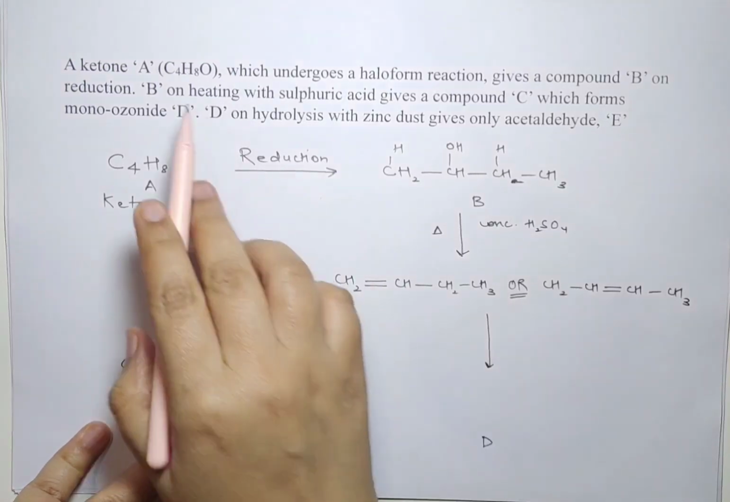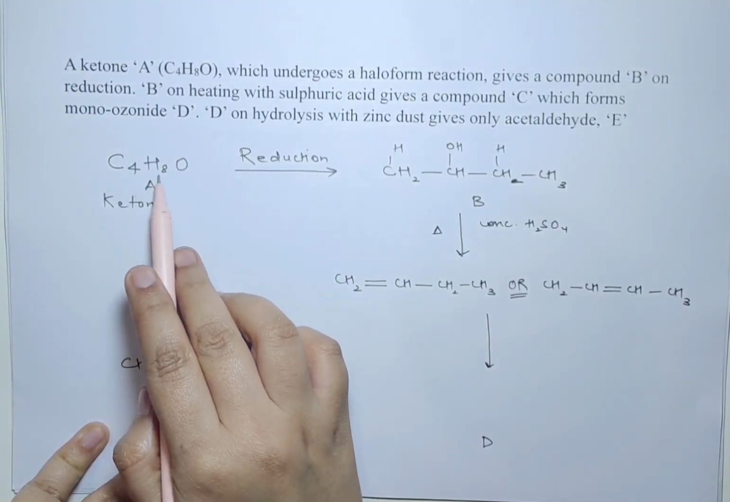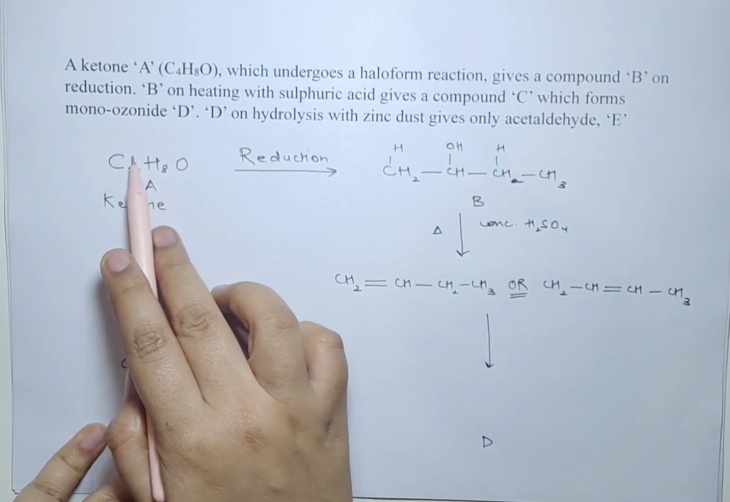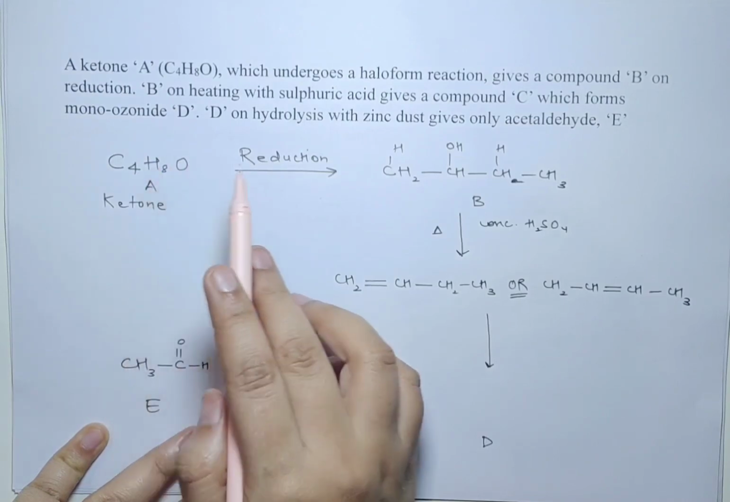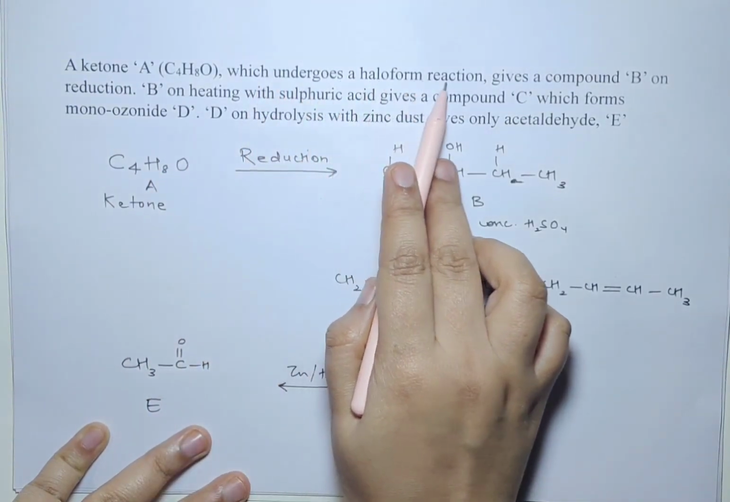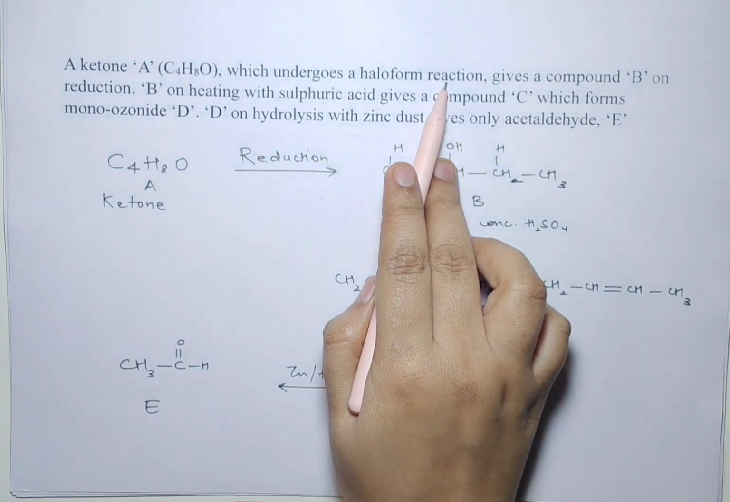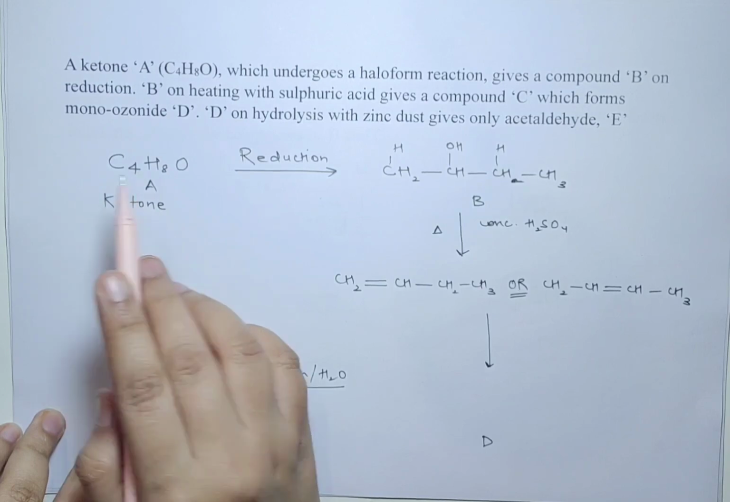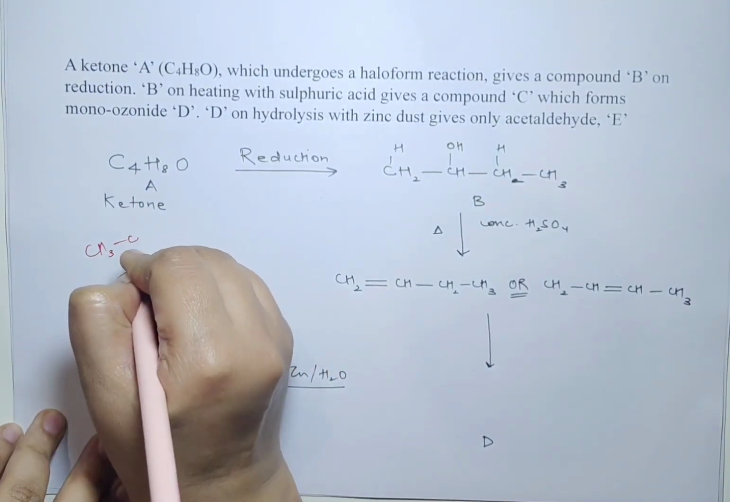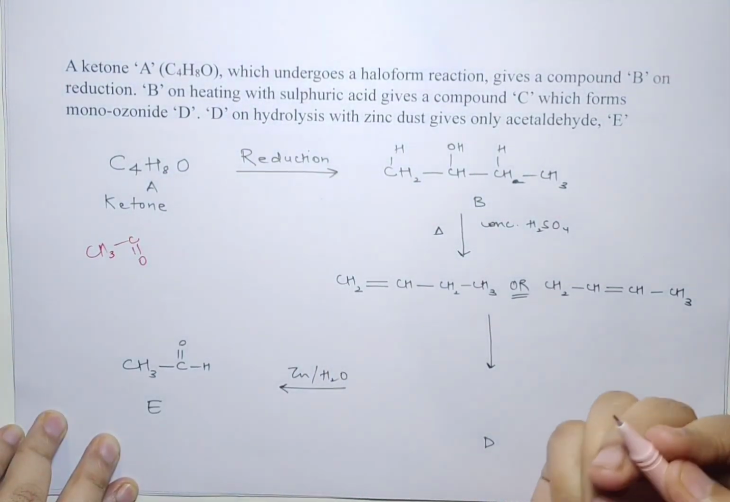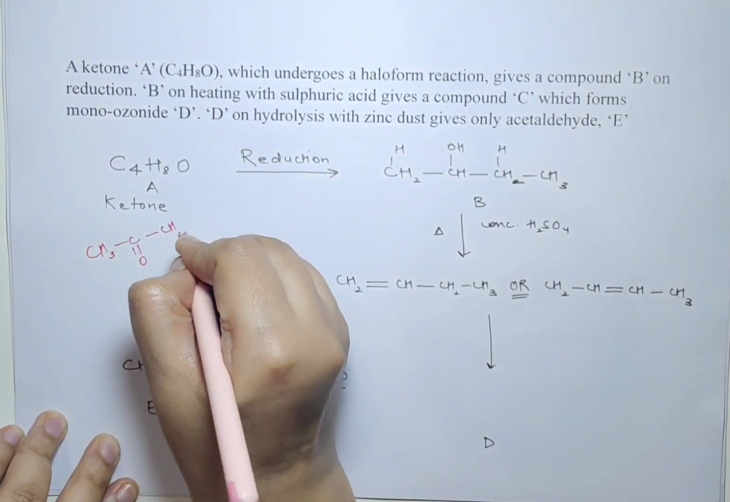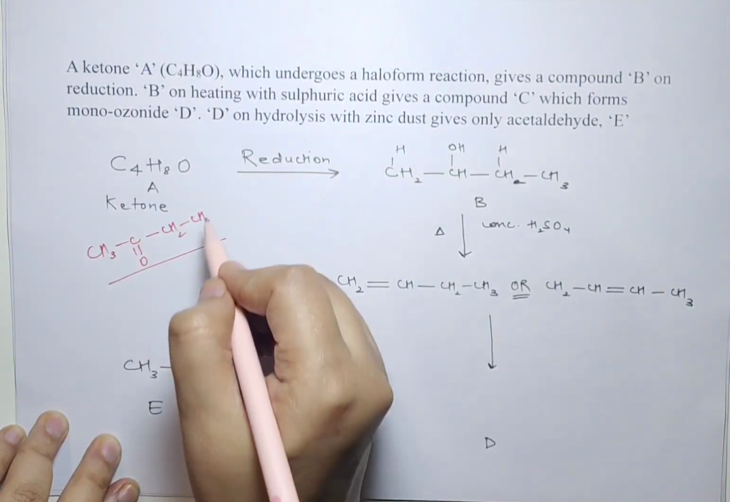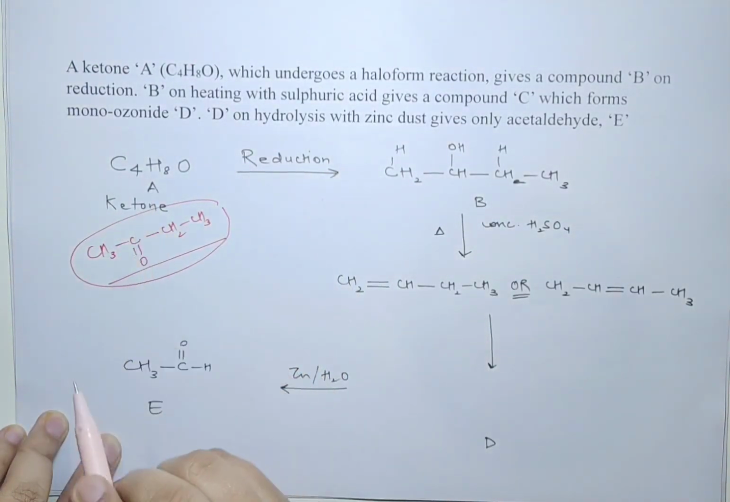Okay, so your ketone A, C4H8O. Even if it was not given as a ketone, you would have guessed from the formula that it's either an aldehyde or ketone, which undergoes a haloform reaction. So this gives you a clue about the structure of the ketone. This means that this 4-carbon ketone also has this group. Then what are the other options? On the other side, you can have only this. Okay, there is no other option. So we have figured out the formula of our ketone.